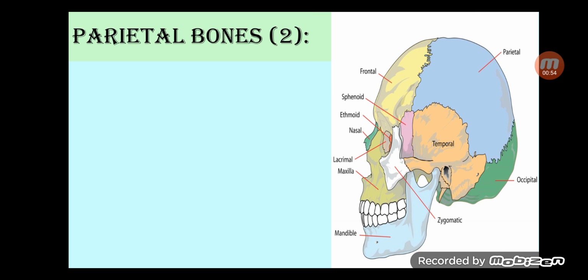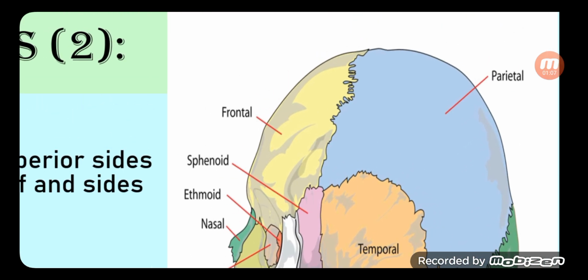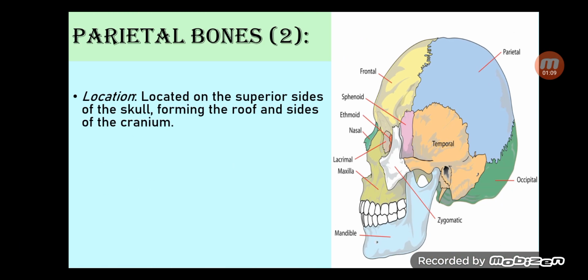Now we will talk about the next cranial bone, that is the parietal bone, and it is a paired bone. That means there are two in number. Talking about its location, it is located on the superior side of the skull. Here you can see this is the parietal bone in the blue color in the diagram. It forms the roof and sides of the cranium.